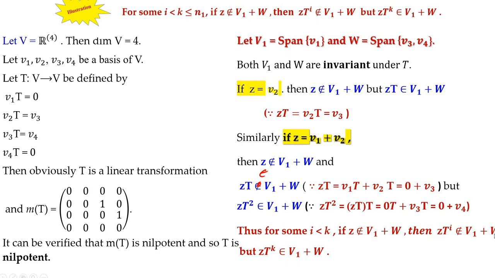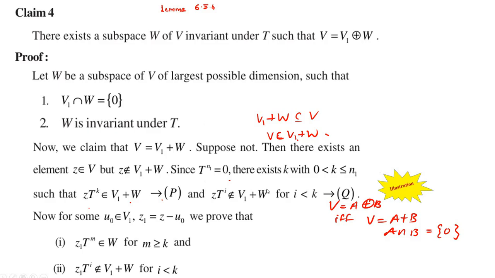Then T power I does not belong to V1 plus W, but T power K will belong to V1 plus W. So, not for higher values of I that we have considered; only with I equal to 1 are we getting this. Maybe if we consider some other example, we may have all. This one doesn't belong to it, but this one will belong to it. Like that, we can have. This is just to understand the meaning of it. All this need not be written in the examination. It is just to know whether such a thing is possible.